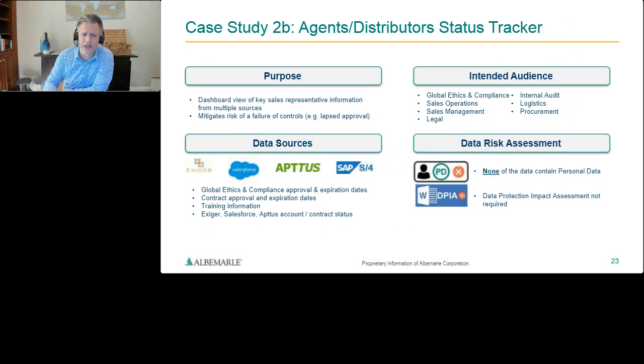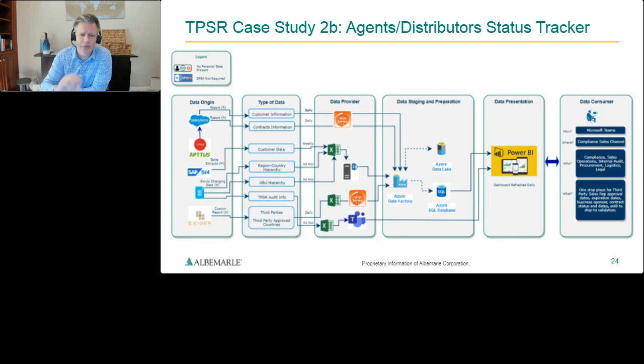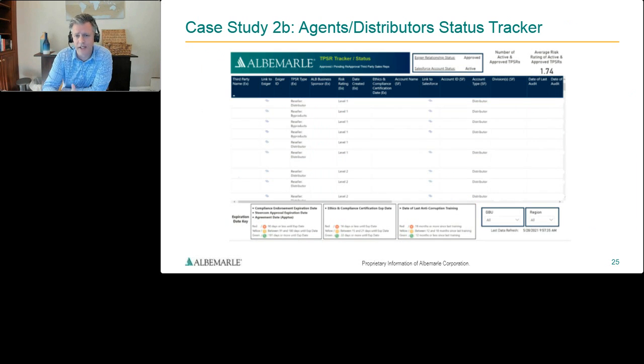I wanted to include this example as a great illustration of how you can bring data in from different sources. And so what we have here is a dashboard that brings information from our due diligence provider, Exiger, from SAP, from our contract management system, and from our Salesforce. And for any one distributor, this dashboard will then say when was the date of the last due diligence completed, the date of our steering committee approval, the last ethics and compliance certification, the date of the last training for that third party, and the date of the last audit. All of that information is being pulled from different systems and being maintained in real time in this tracker.